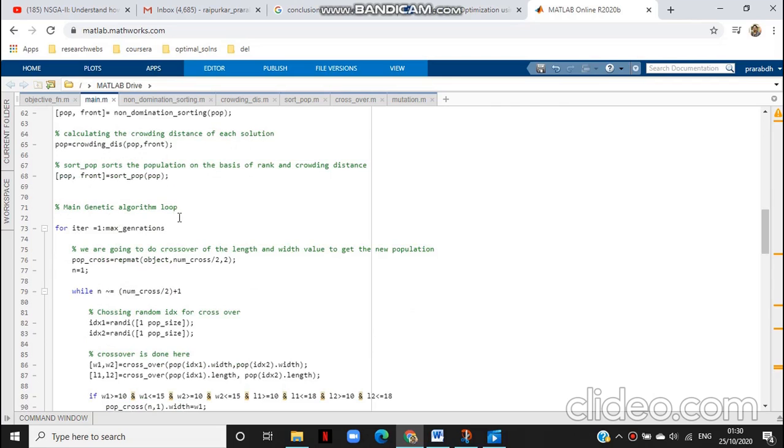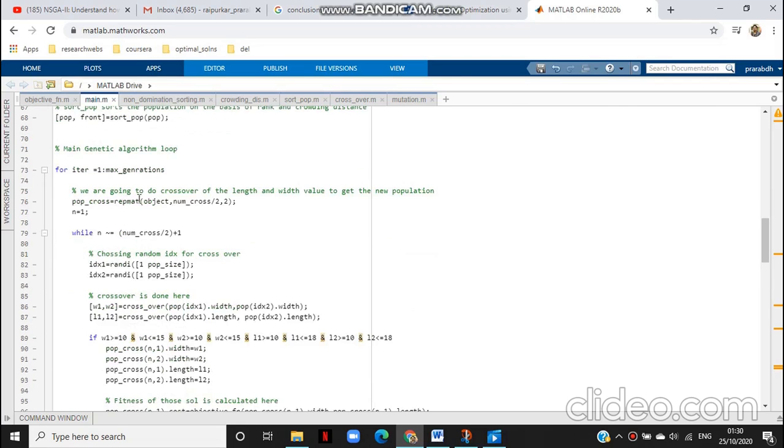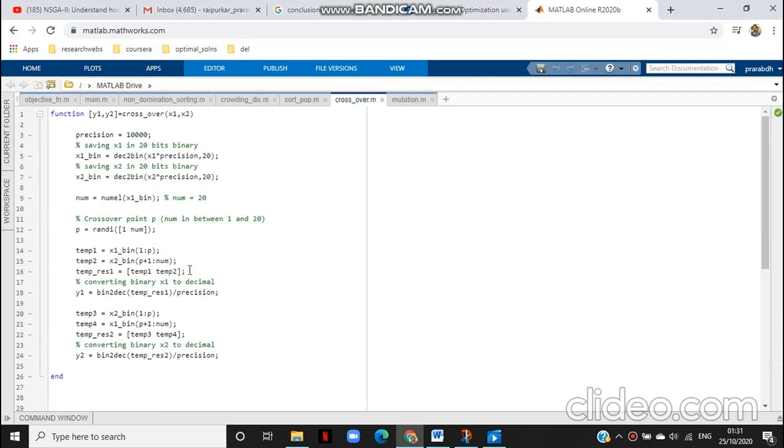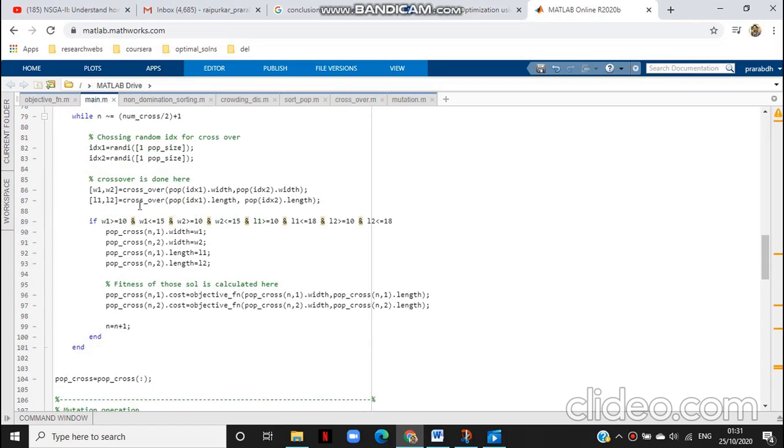Main genetic algorithm loop. We do crossover. Suppose for a population of 100, the crossover probability is 0.6, so we generate 60 new offspring. Here, as you can see, we were interchanging the first part and third part like that. So we are getting two new numbers from the old two numbers.